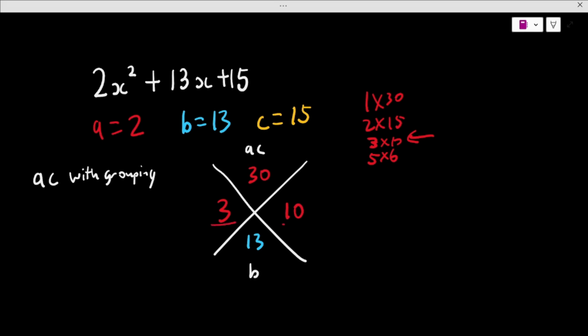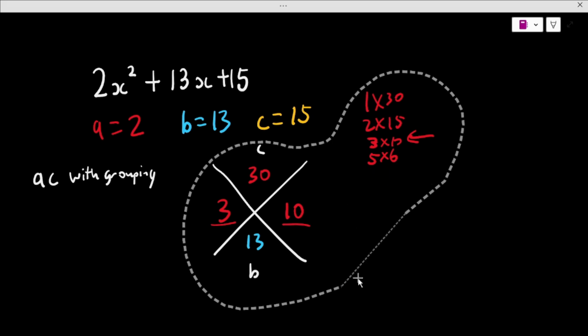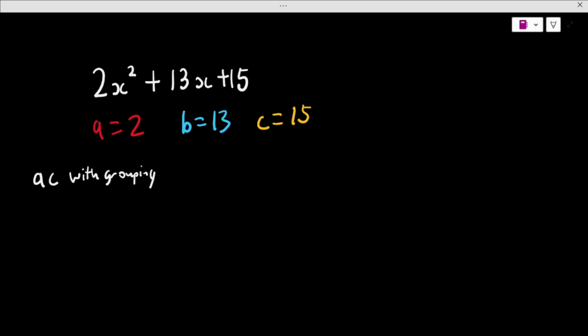These are going to be how we break up 13x. So we're going to re-express 13x as 3x plus 10x. What do I mean? Well, let's see. This expression is equal to 2x squared plus 3x plus 10x plus 15.